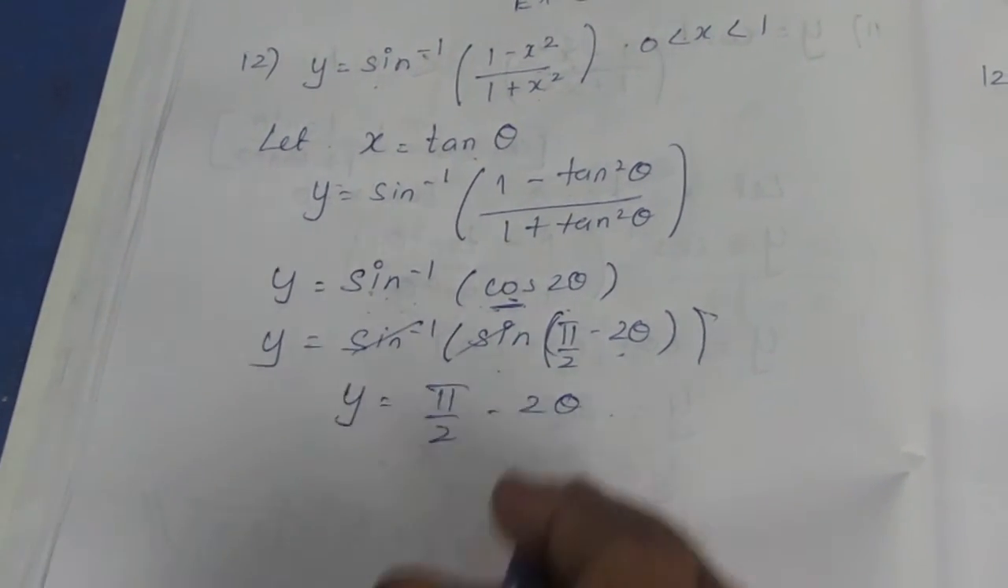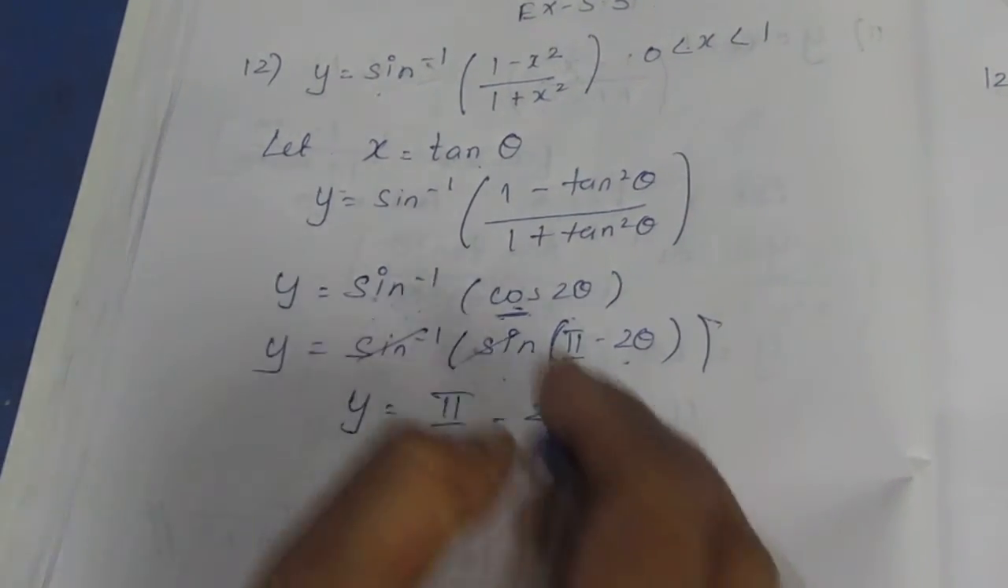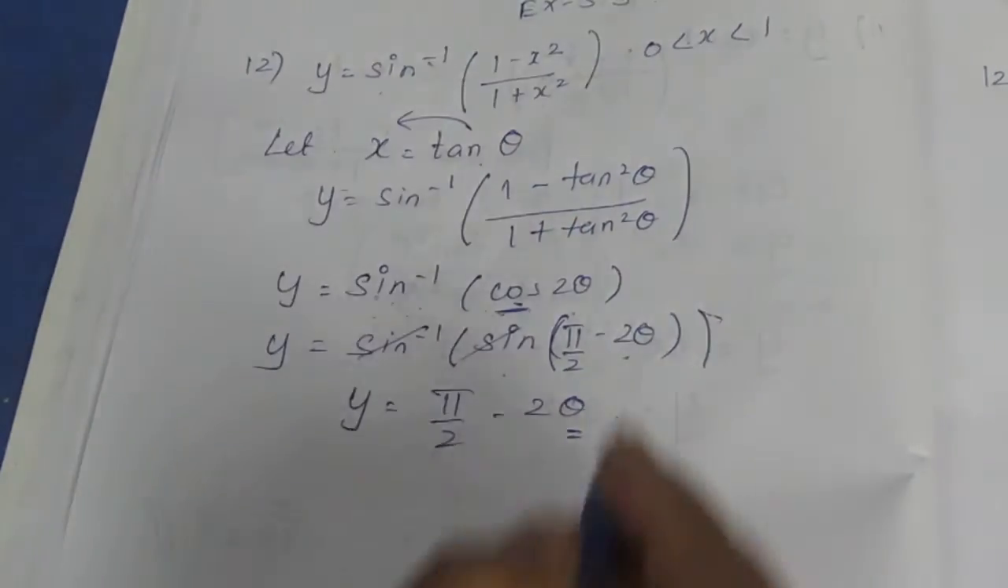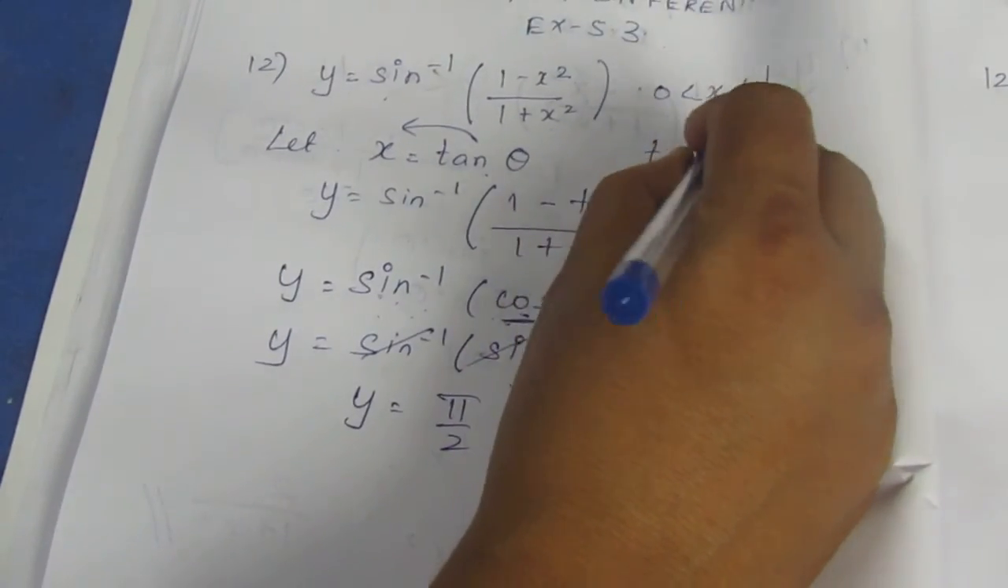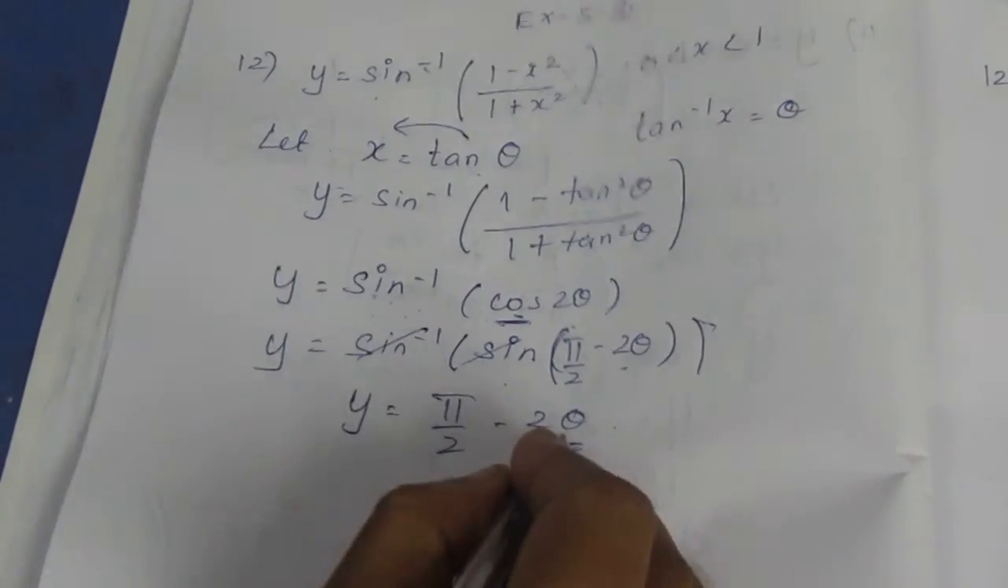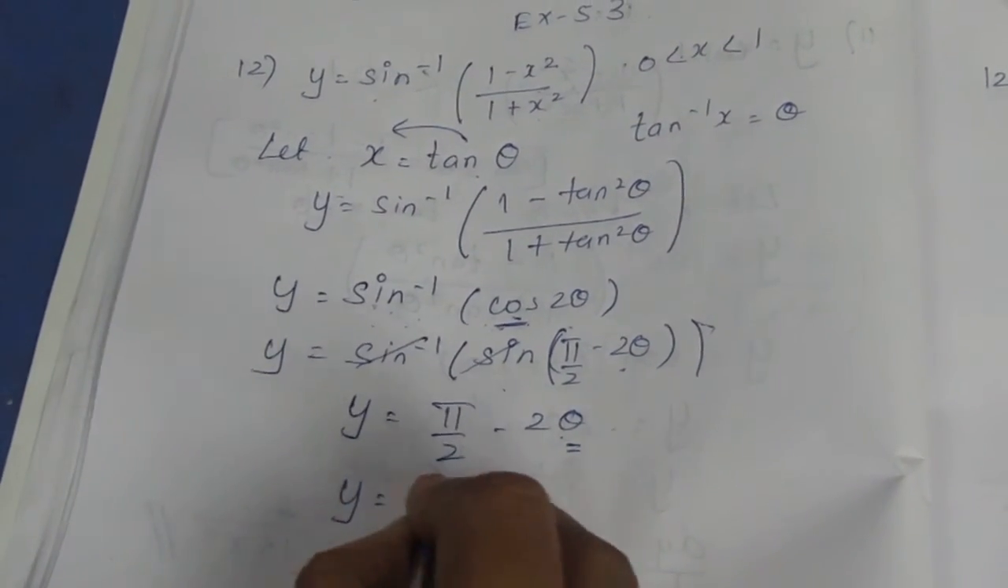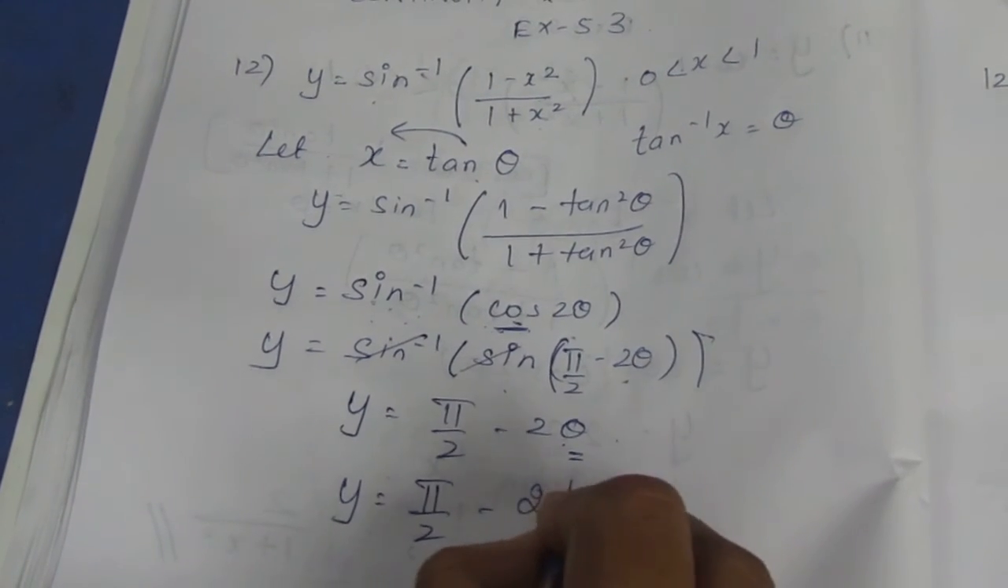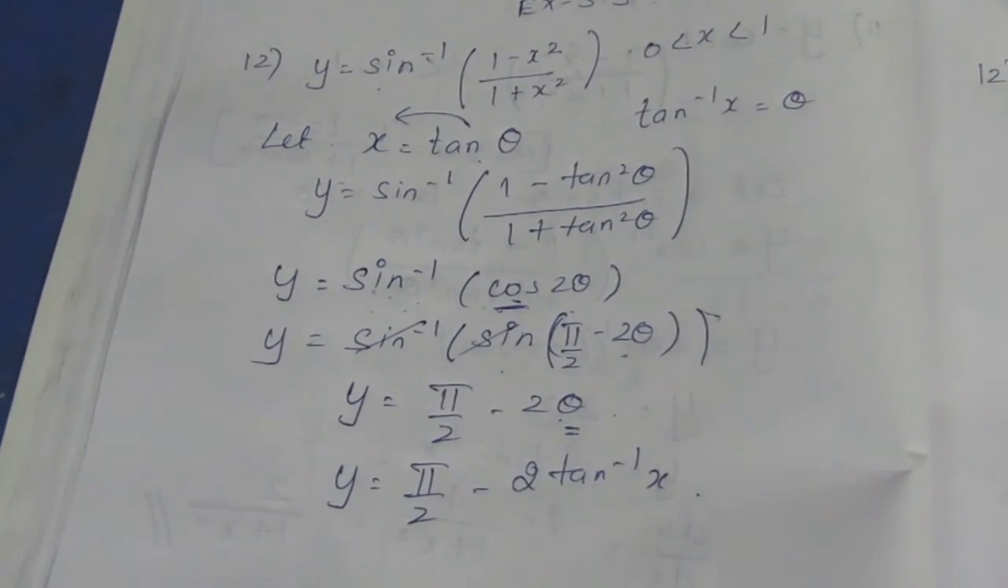theta. We need to substitute the value for theta because theta is not given in the question. If I bring tan to this side, it becomes tan inverse x. So the theta value here in the sum is tan inverse x. Substitute it here. Y is equal to pi by 2 minus 2 tan inverse x.